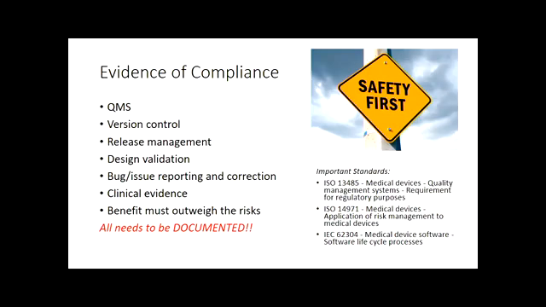All right, so how would you comply? How would you provide evidence that you comply with the essential principles if all you're producing is a software package? And the answer is exactly the same as for a medical device. You need to have a QMS system, you need version control in place, you need release management, which would be different from manufacturing a specific product, but it's the same sort of principle that we went through last time. You need a risk analysis, you need design validation. The big one is bug issue reporting and correction. So that's pretty important for software.